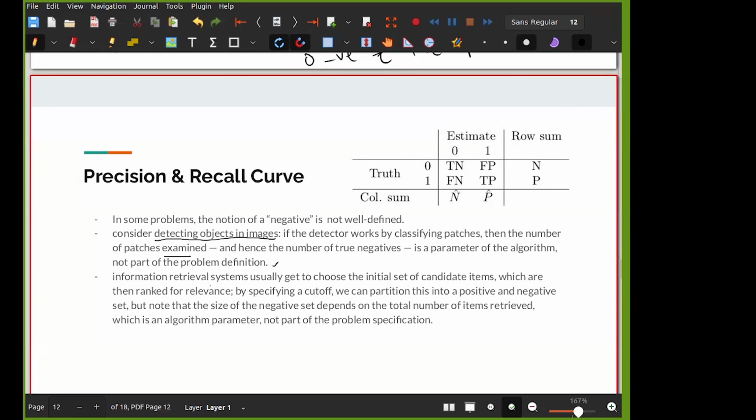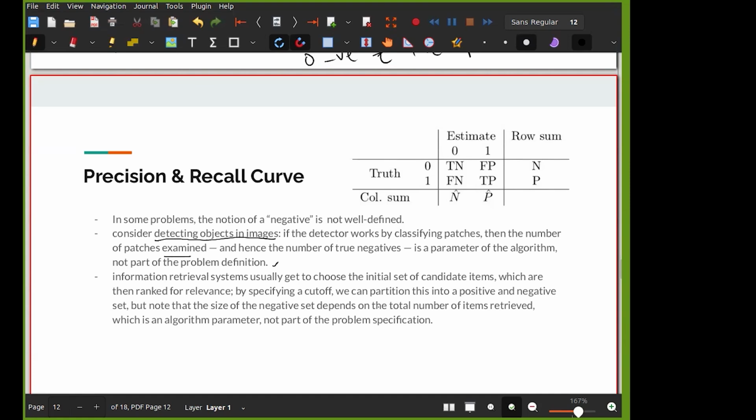Similarly, if you are doing information retrieval or a search system, usually we get to choose the initial set of candidate items, which are then ranked for relevance by specifying some cutoff. Then we partition this into positive and negative sets and say that this set is relevant, this set is not relevant. But here, again, the size of the negative set depends on the total number of items retrieved, which is an algorithm parameter and not the problem specification, right?